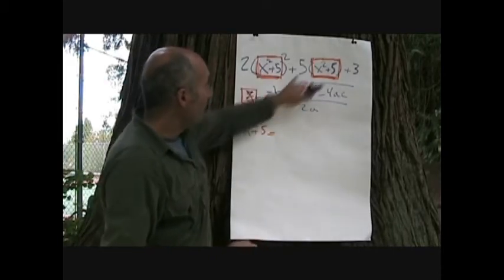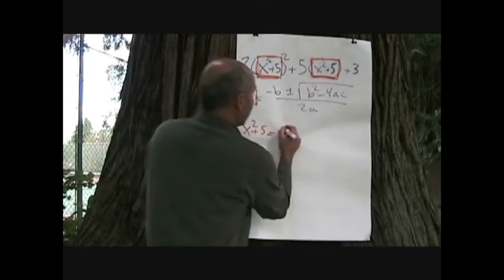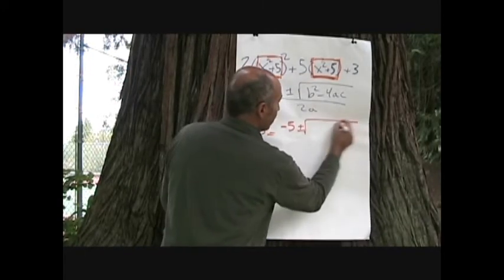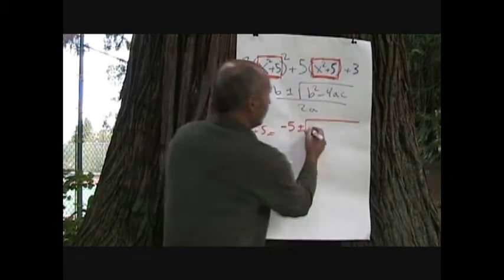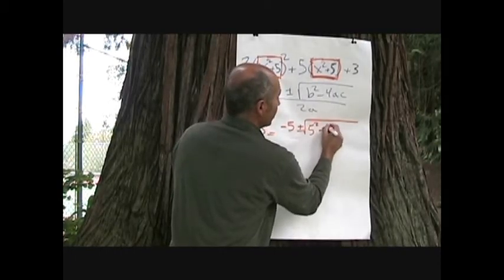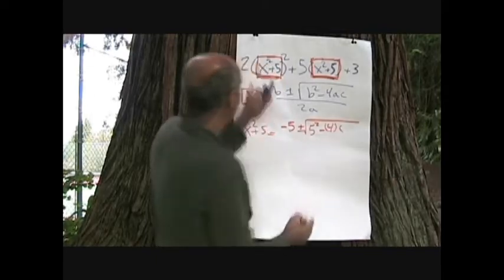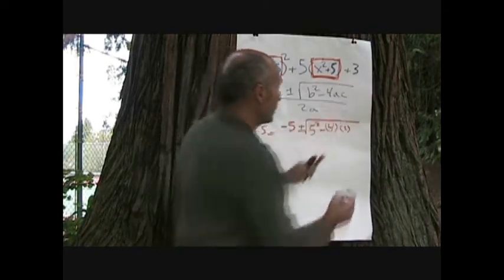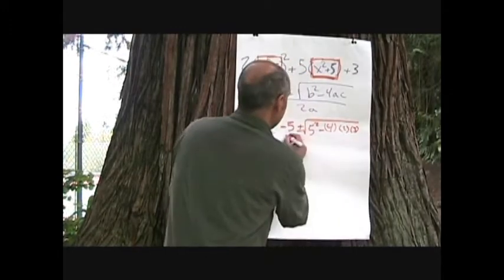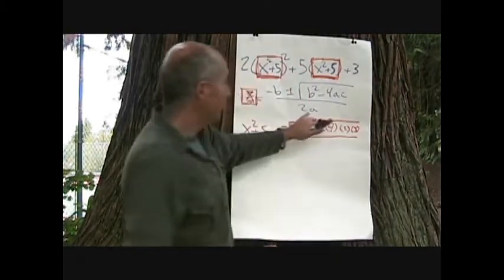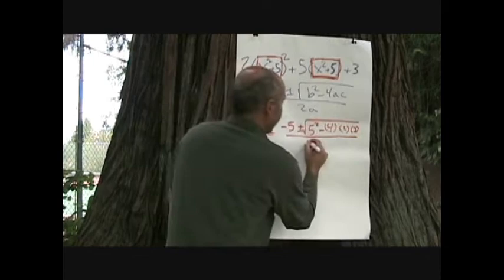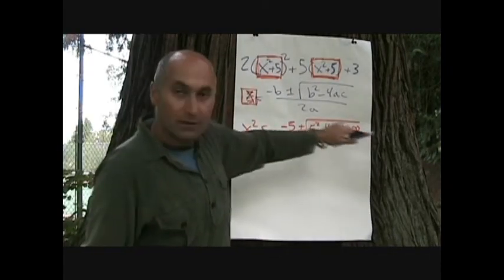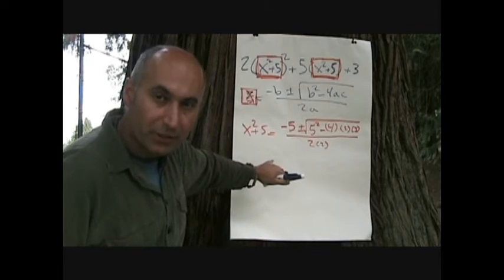So b here is 5, so this would be negative 5 plus or minus the square root of 5 squared minus 4, where a is 2, and b and c are 3, divided by 2 times a, which is 2 times 2, right? So that's what the quadratic formula gives us.